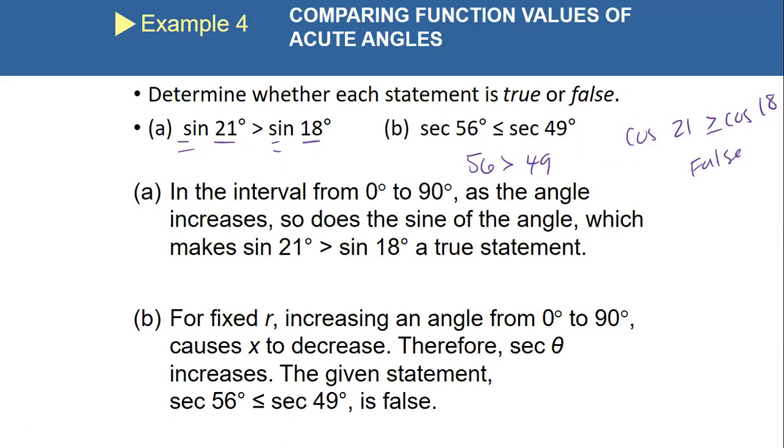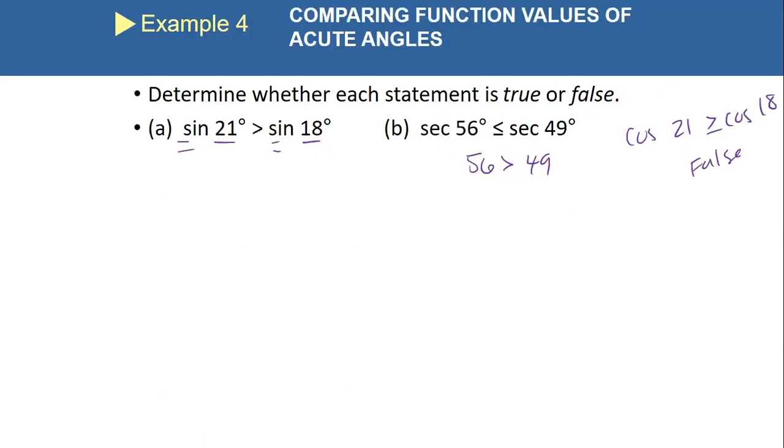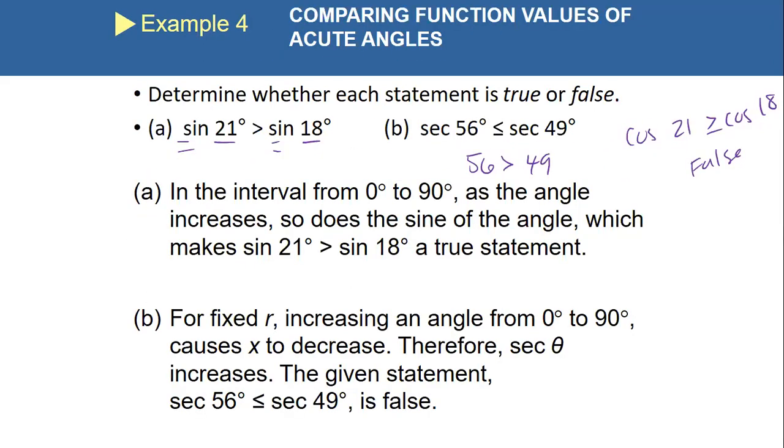So this is where that math and a lot of words in geometry come into play. As the angle increases, your Y increases and your X decreases. It says it right there. So that's where the true and false statements come into play. You just have to understand that relationship and be able to state whether it's true or false.